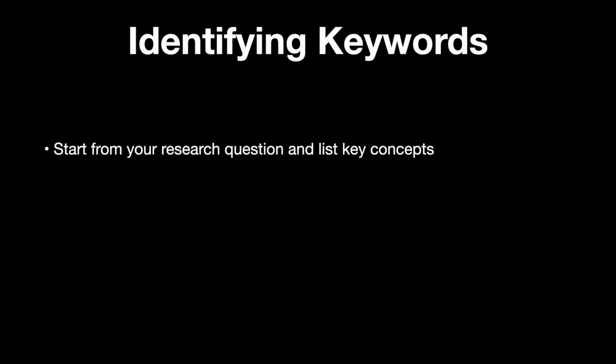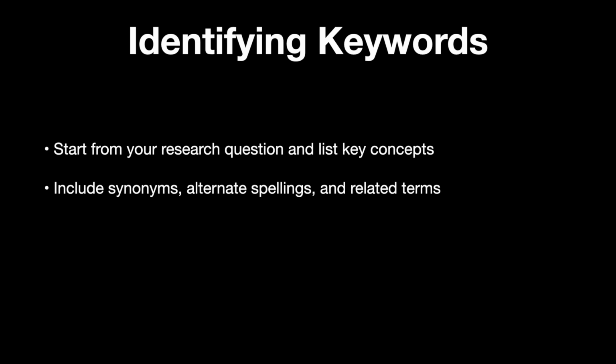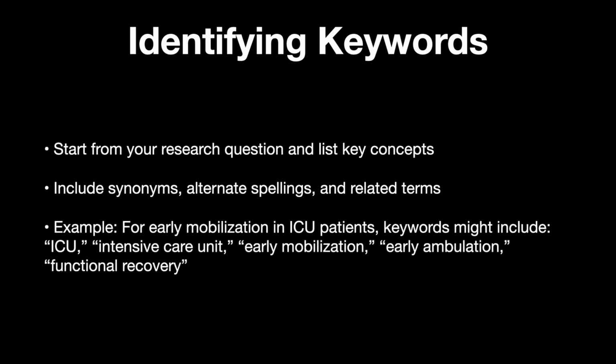So what is next? The next is to make a search strategy. To make a search strategy, you need to identify the keywords. This is very important. The question that we made had some keywords. Now include synonyms of those keywords. Say, for example, we had functional outcome. It could be functional recovery. It was early mobilization. It can be early ambulation. So find alternative spellings or synonyms like that. Make a list of those words. So for ICU, it can be intensive care unit, critically ill patients, like that.